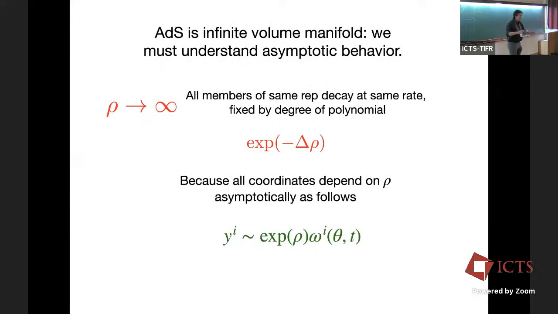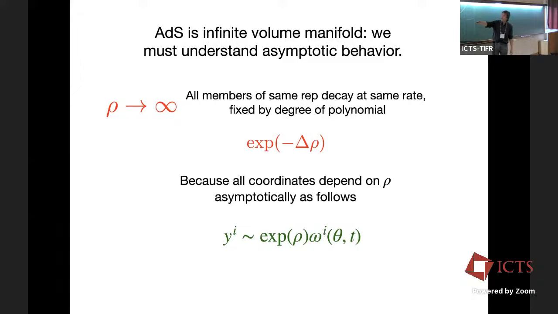Okay, AdS is an infinite volume manifold. Rho is non-compact. Rho can go to infinity. So we must understand what happens at infinity. What is infinity in this case is what happens when rho is equal to infinity. So all members of the same representation are polynomials of degree minus delta. So when you take rho to infinity, any one of those polynomials, no matter what they are, because they have a fixed degree, they all decay the same way as exponential of minus delta.